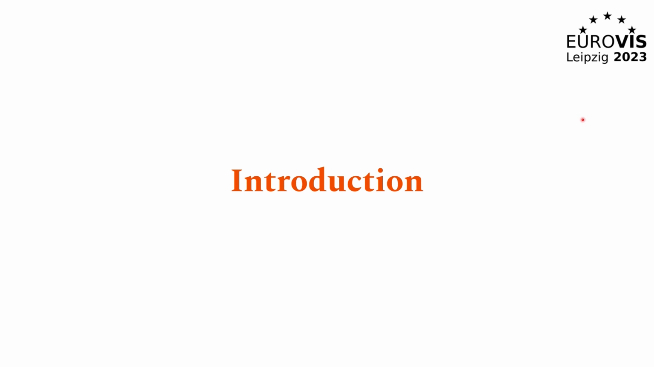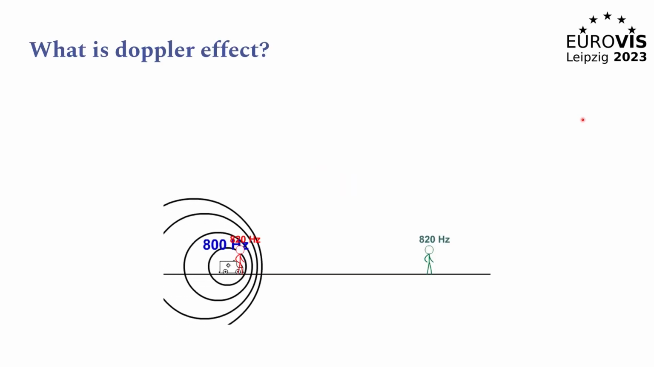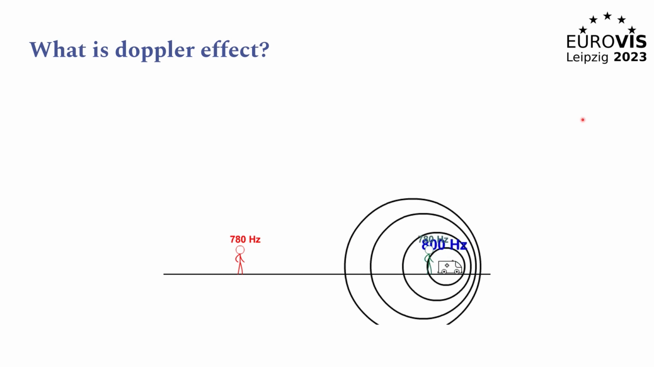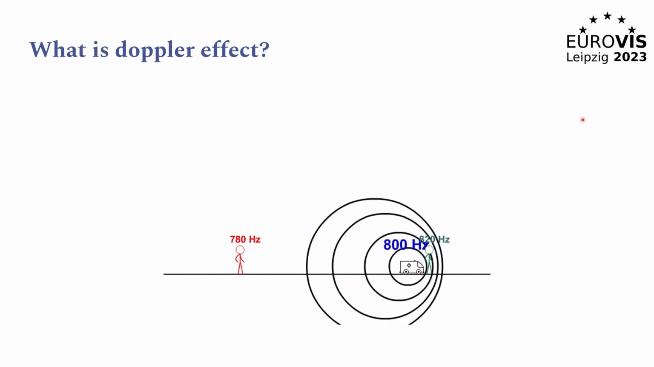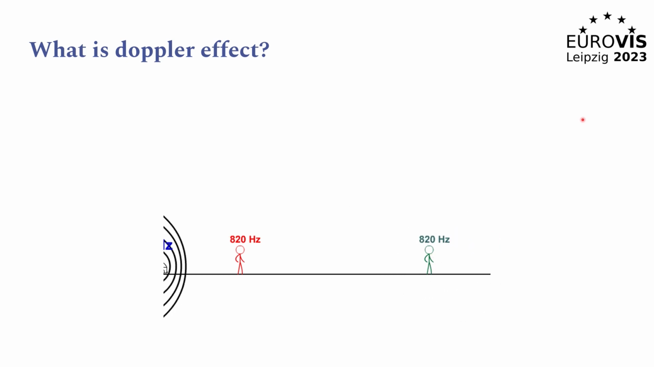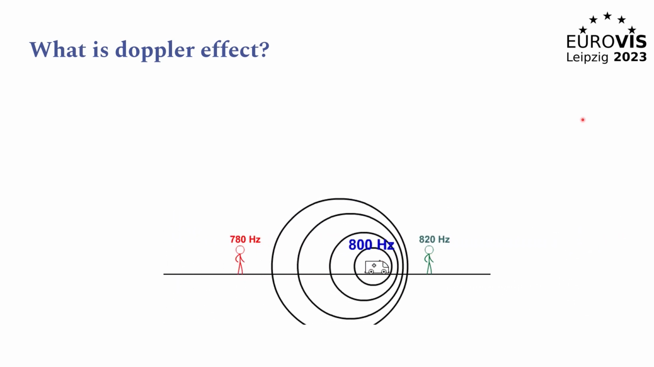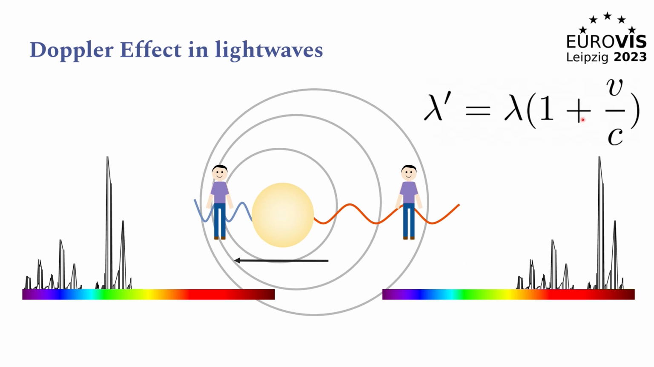To begin with, I think we're all more familiar with the Doppler effect when it happens to sound waves. For example, when a car is approaching you on the road, its pitch goes like this, and this is the Doppler effect. The Doppler effect can also happen in light waves. However, instead of being perceived as a change in pitch, it's perceived as a change in color.